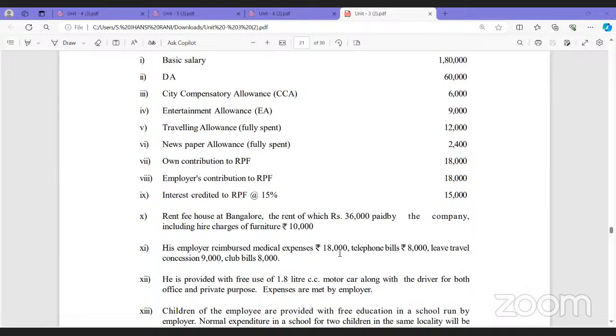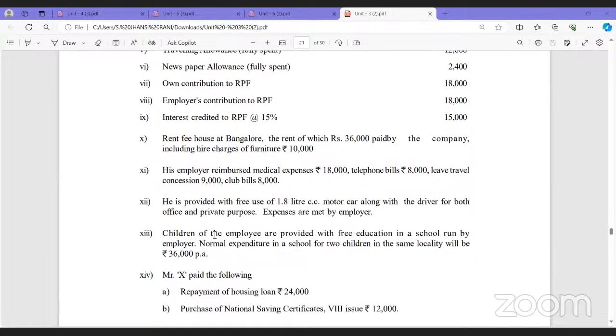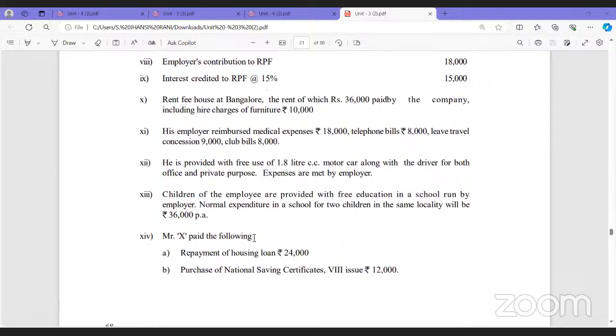His employer reimbursed medical expenses, telephone bills, leave travel concession, and club bills. He is provided with free use of a 1.8 liter cc motor car, along with a driver for both office and private purpose. Expenses are met by the employer. Children of the employee are provided with free education in a school run by the employer. Normal expenditure in a school for two children in the same locality will be 36,000 per annum. Mr. X paid the following: repayment of housing loan, purchase of national savings certificate.